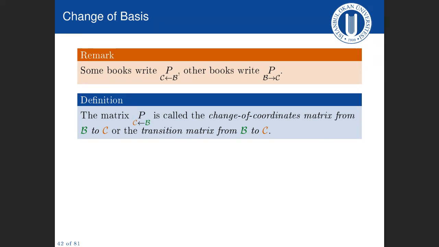This matrix, P, arrow pointing from B to C, is called the change of coordinates matrix from B to C, or it's also called the transition matrix from B to C. Arrow points from B to C, so this is from B to C. Anytime you're given a question, for an example, exam question which says from B to C, then you know which way to draw your arrow.